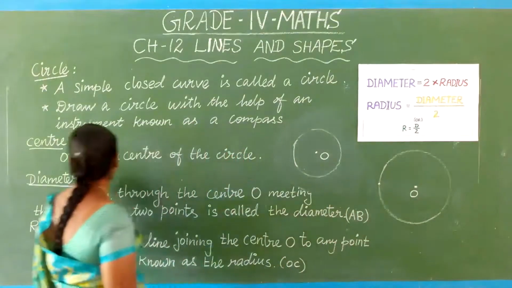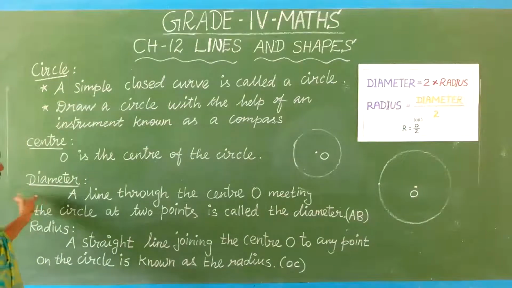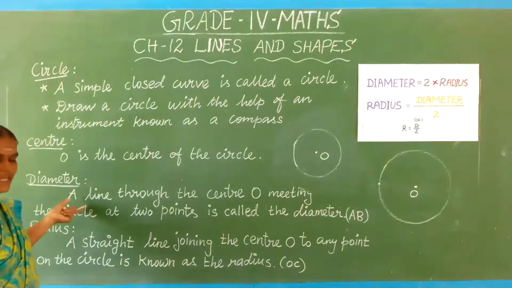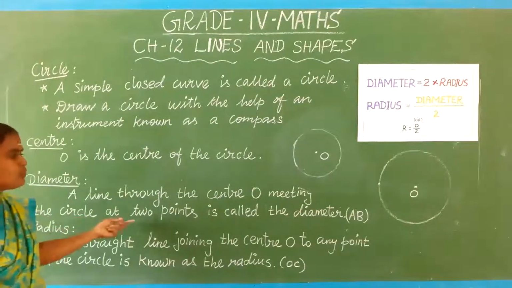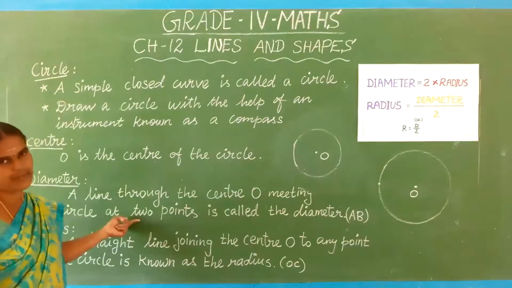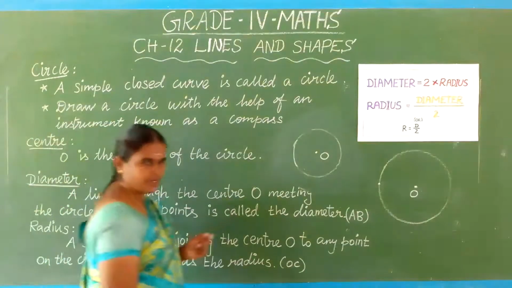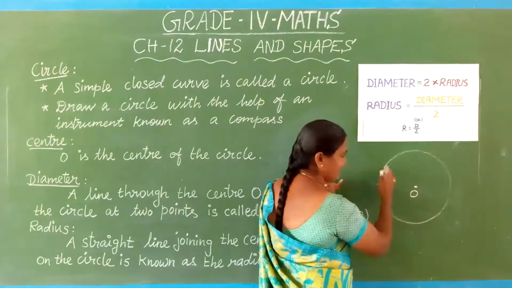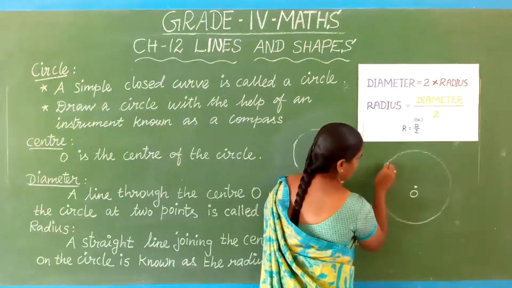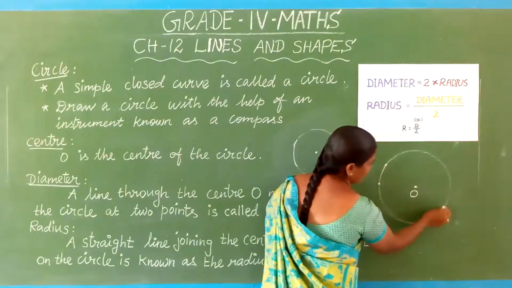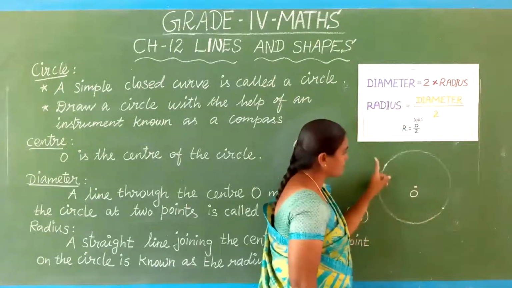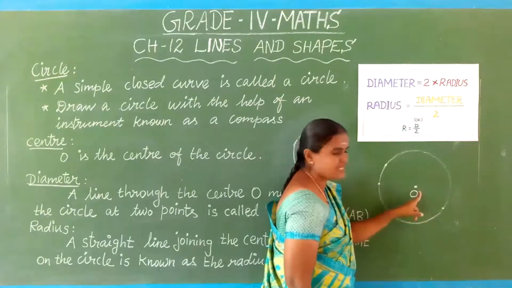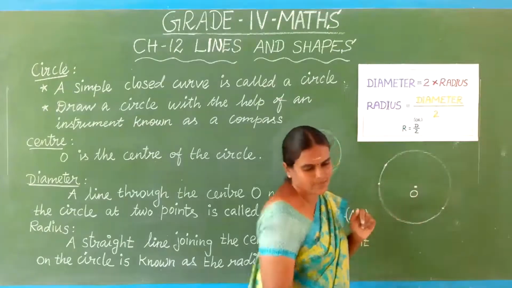circle. Next one, diameter. A line through the center O meeting the circle at 2 points is called the diameter. Diameter means take any 2 points, put 1 point here, any 2 points passing through O. Passing through the center is called diameter.